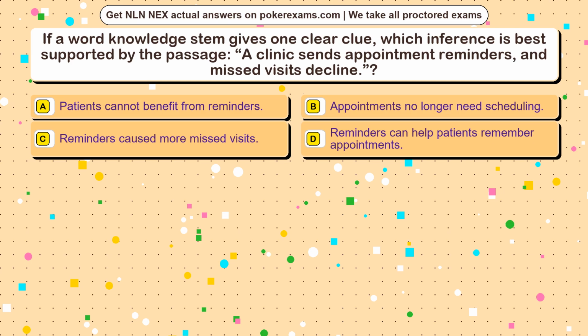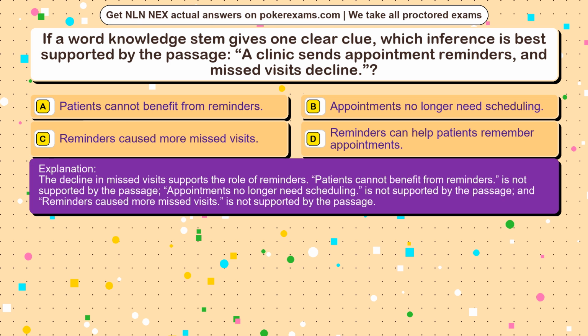The correct answer is option D. The decline in missed visits supports the role of reminders. Patients cannot benefit from reminders is not supported by the passage, appointments no longer need scheduling is not supported by the passage, and reminders caused more missed visits is not supported by the passage.